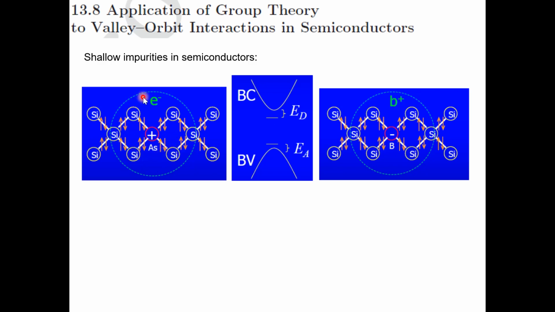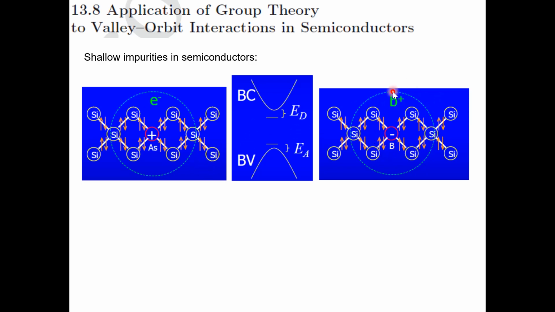So this electron is bound to this arsenic impurity. So it takes some energy to remove that and transfer this electron to the conduction band. And this energy is precisely the donor binding energy of this system.